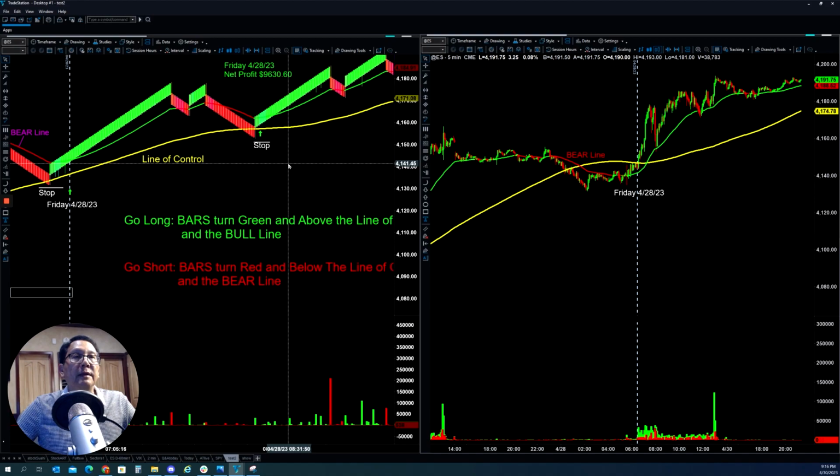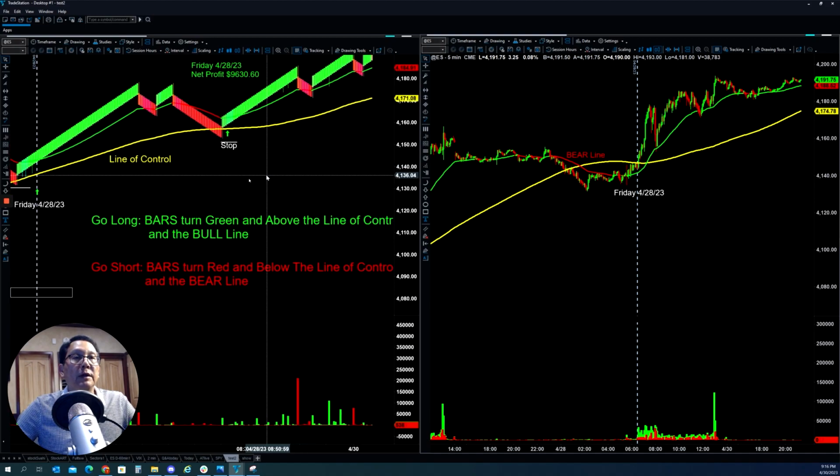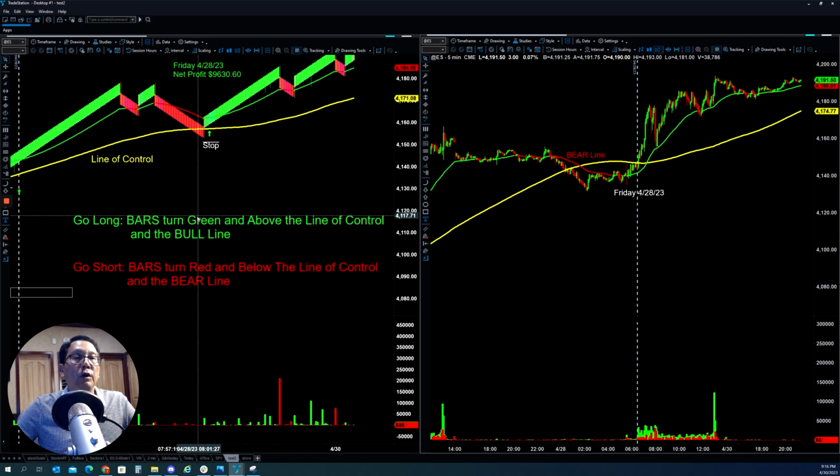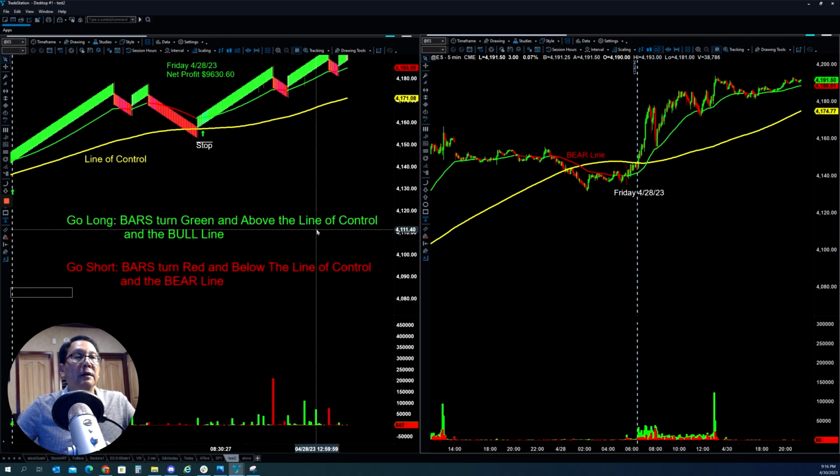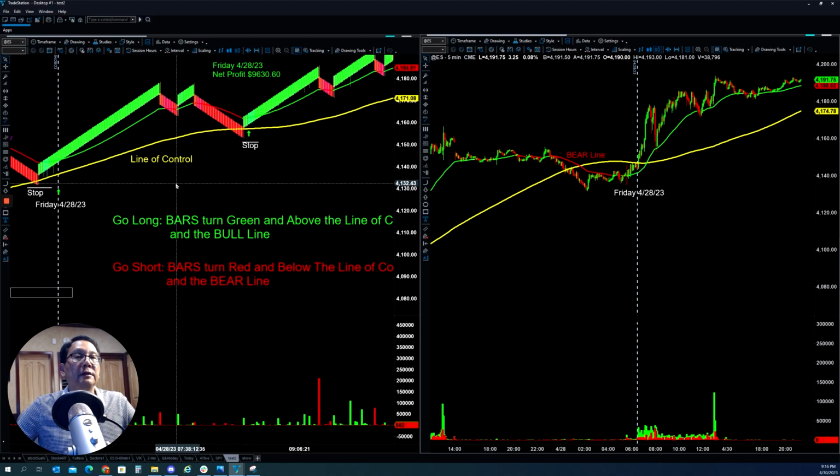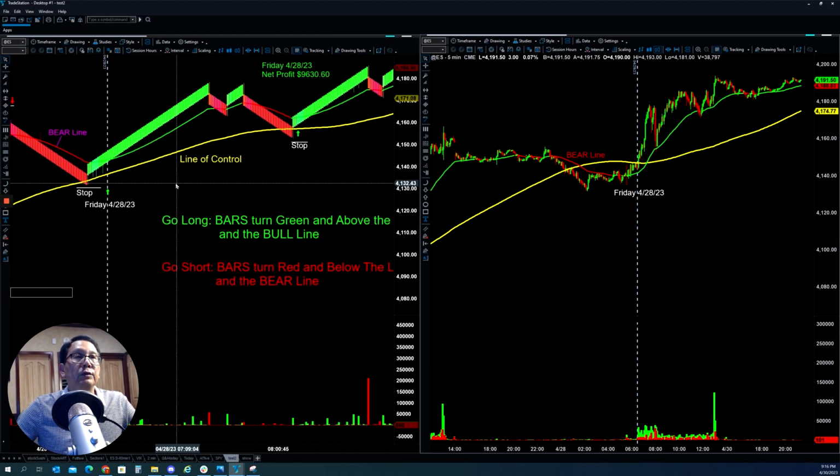Okay, so the bottom line here is if you're using the Renko chart and using the live control and apply the bull line and the bear line, you go long when the bar turns green and is above the live control and above the bull line, and you go short only when the bar turns red and is below the live control and the bear line, which is the red line here. So that's the formula, that's the strategy that we have been using for the last 2 days.